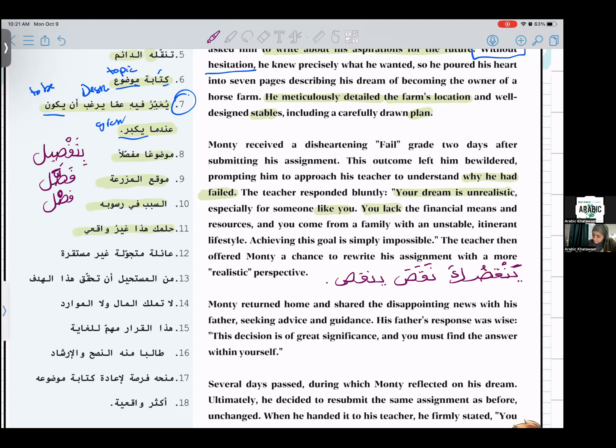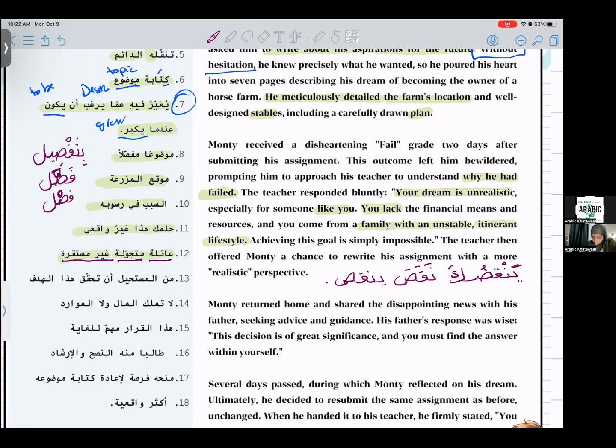Now I'm switching from Arabic to English. Okay, so here I go back the financial means and resources, and you come from a family without an unstable itinerant lifestyle. So عائلة متجولة. This is like traveling family. غير مستقرة, unstable. So this would be unstable, this would be traveling, and this would be family. But in English, the way you would construct your sentences would be quite different because you're adding more adjectives, you're adding a whole different structure, but the meaning is there. You're conveying the exact same meaning.